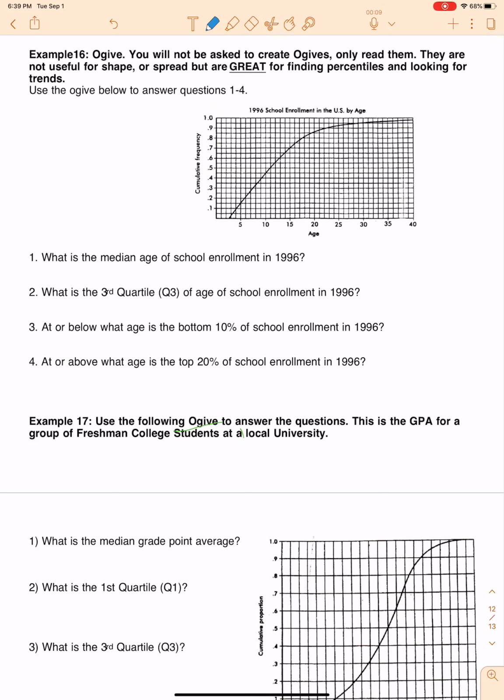Okay, my dearest ones, it is time for your first ogive example. It's very exciting. You're welcome. Okay, so this is example 16 in your notes.